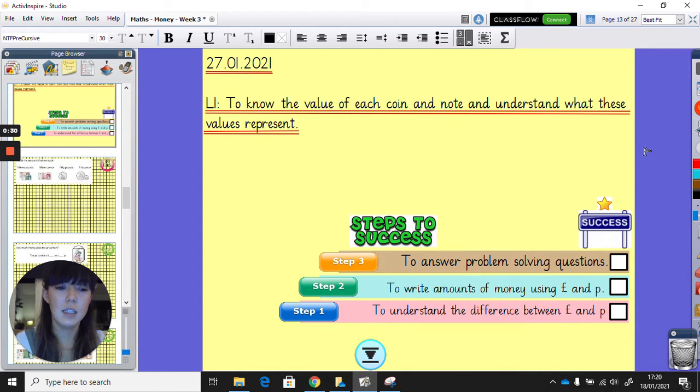So step 1 today is to understand the difference between pounds and pence. Step 2 is to write amounts of money using pounds and pence. And step 3 is our chili challenge to answer problem-solving questions. You can pause the video here if you like to write the LI and date.